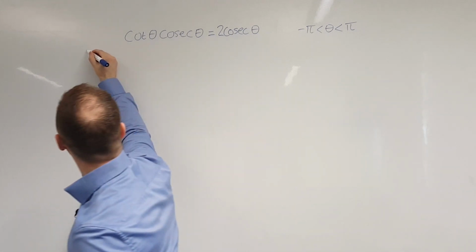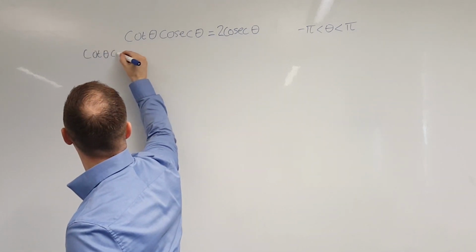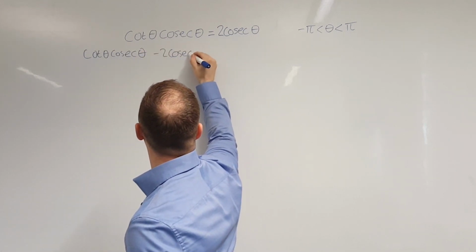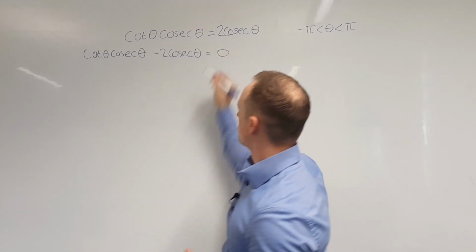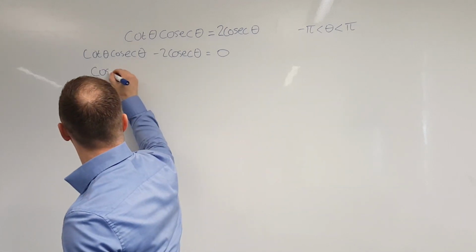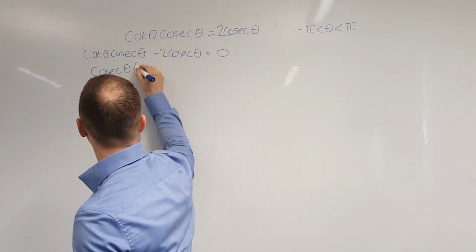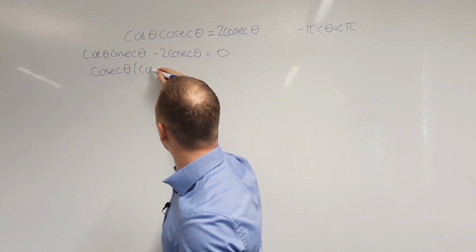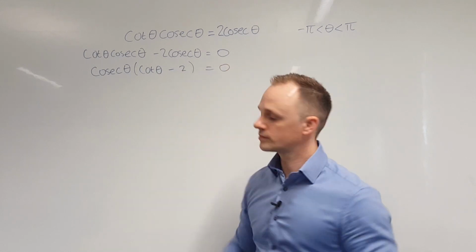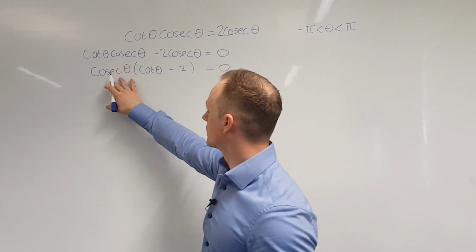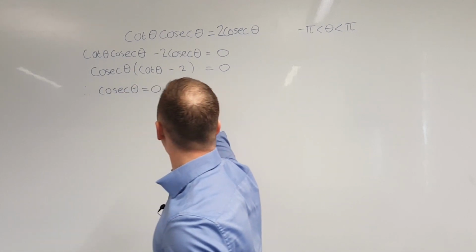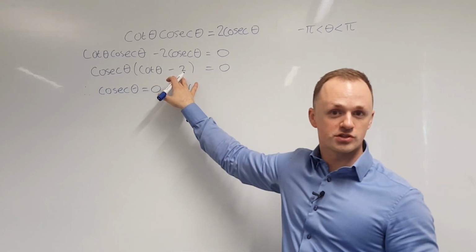So here we get cot theta cosec theta minus 2 cosec theta equals 0. Then we can pull cosec outside the brackets, and we'd have cosec theta times cot theta minus 2. From here, we're either going to have cosec theta equals 0, or this bracket, cot theta minus 2 equals 0.